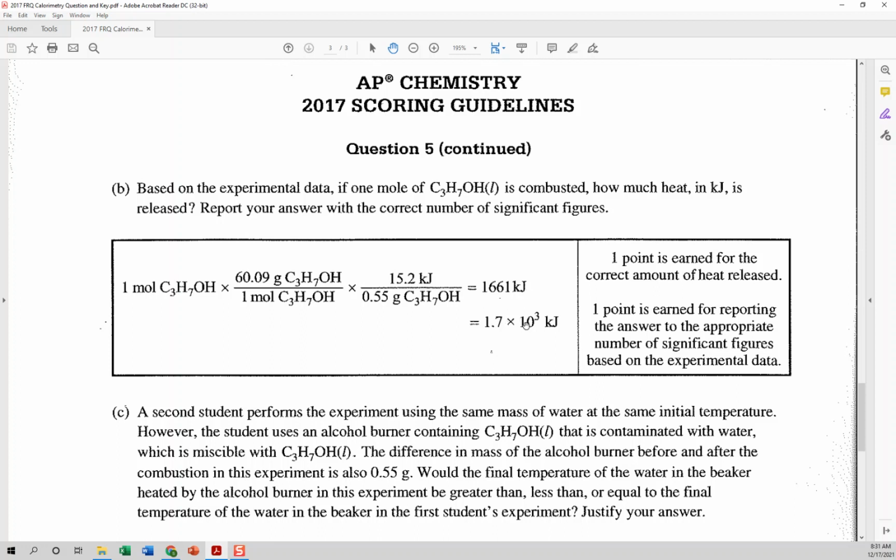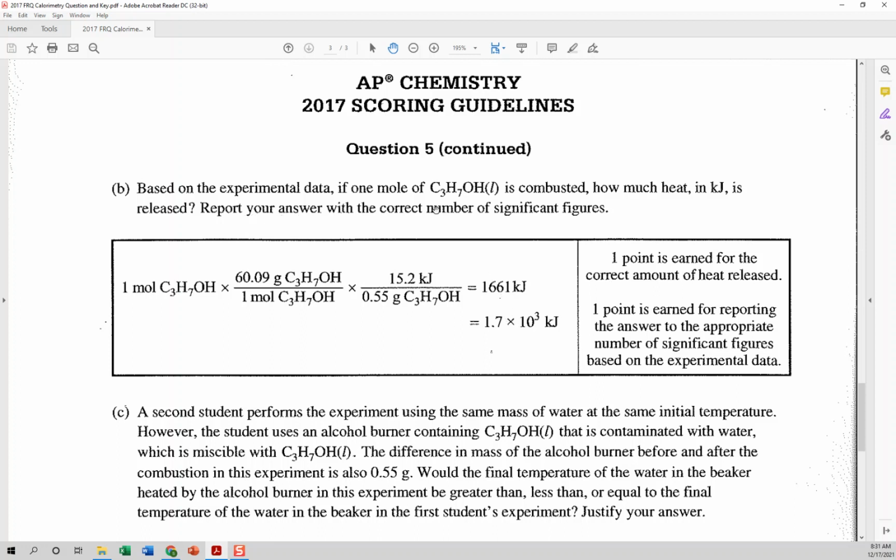So you can use scientific notation. But if you just put 1700, that would have been fine too, just without the decimal. That would be 2 sig figs as well. So 1.7 times 10 to the third, or 1700 kilojoules would be your final answer. And notice you got 1 point earned for the correct amount of heat released and 1 point earned for reporting the answer with significant figures. So even if you didn't get the right sig figs, if you got this answer here, you would still get that point. But then they gave you another point for making sure you rounded to sig figs.